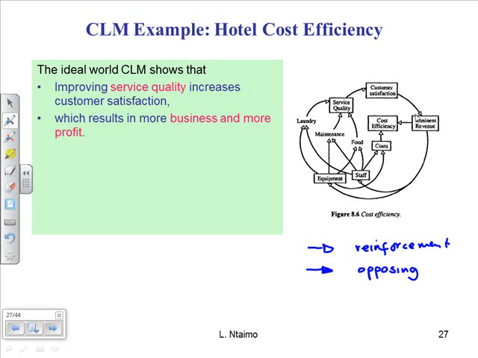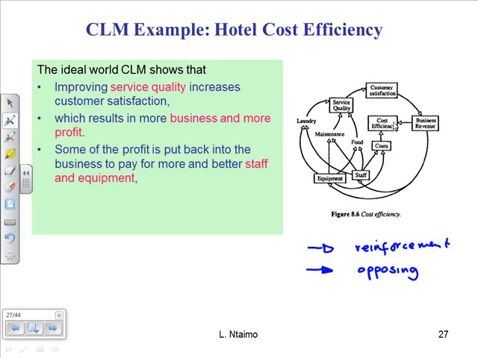The question is, this cost efficiency and business revenue, can this go both ways? Okay. Right now we are looking at it this way. We look at the quality of service. If we improve that, then we can actually provide better customer satisfaction. Then that can increase business revenue. And of course, that can give us even more profit. And some of the profit we can actually put back into the business.